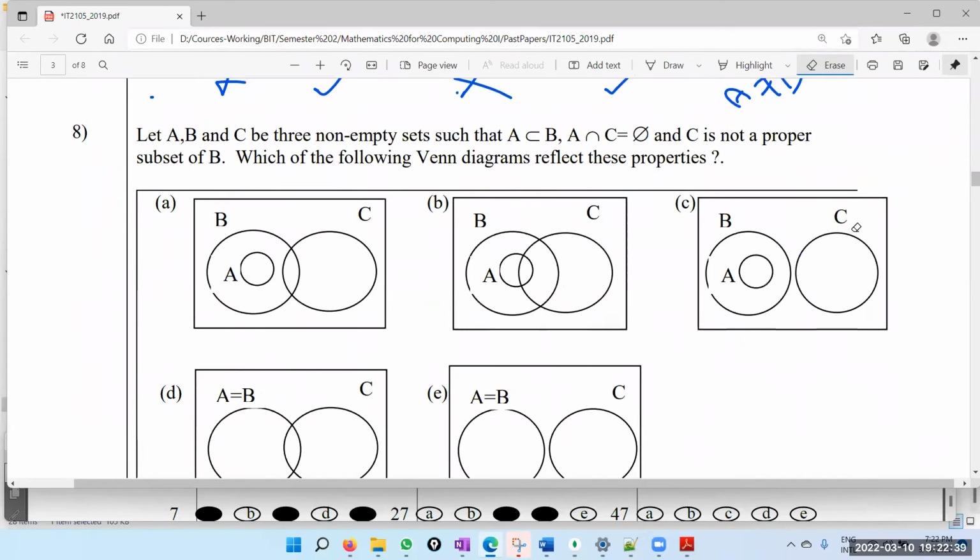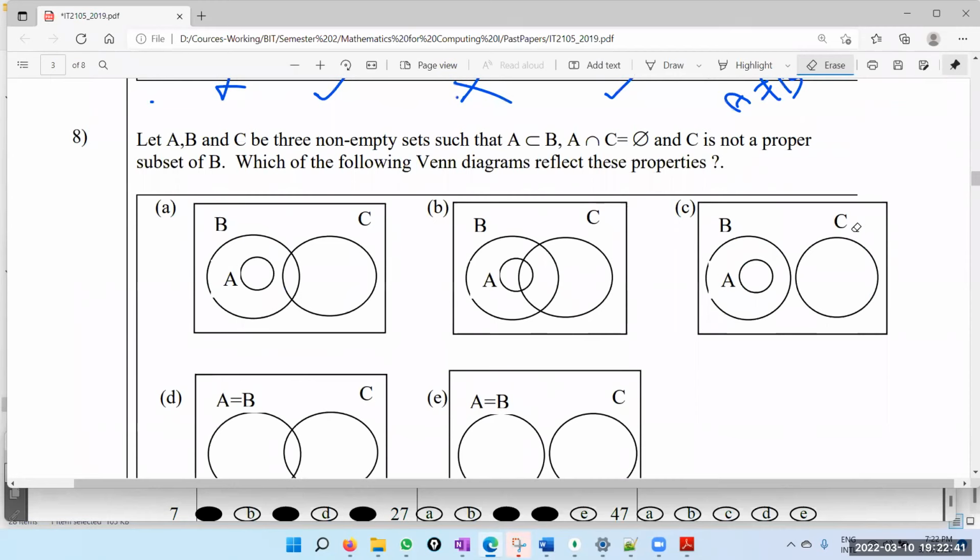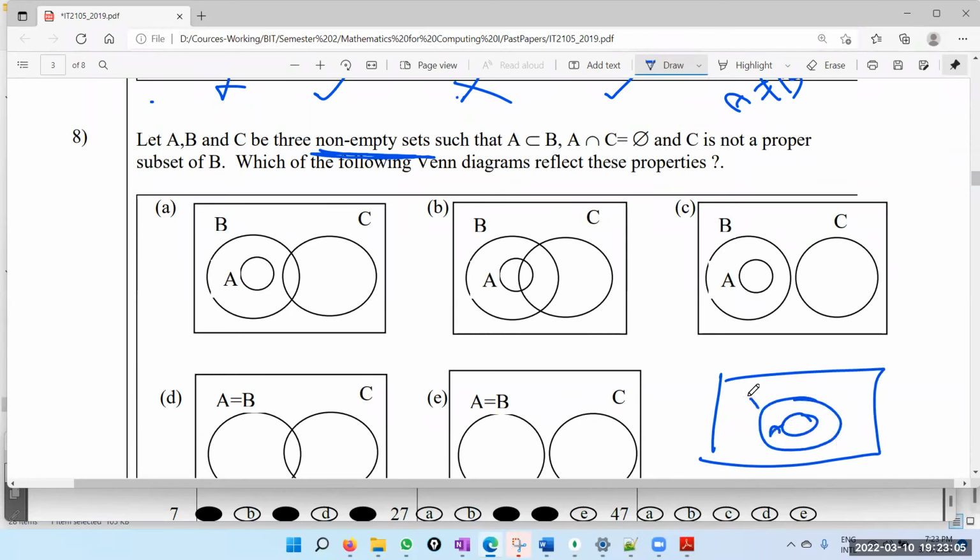So let A, B, and C be 3 non-empty sets. Right? So none of these are empty. Such that A is a proper subset of B. That means A must be inside B. And there's no possibility of A equal B also, according to this. A is a proper subset of B.